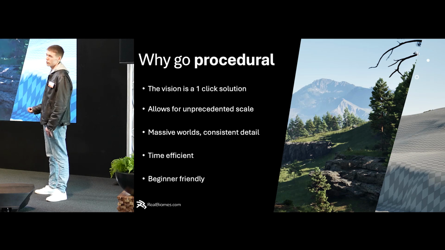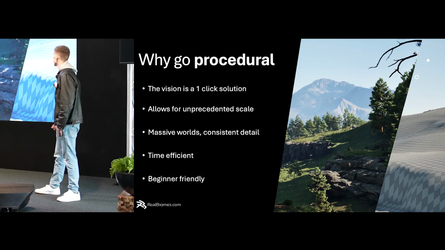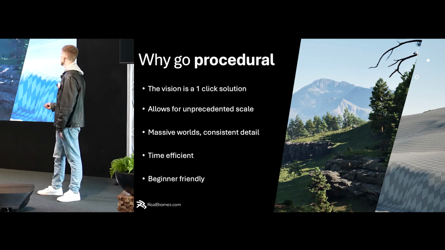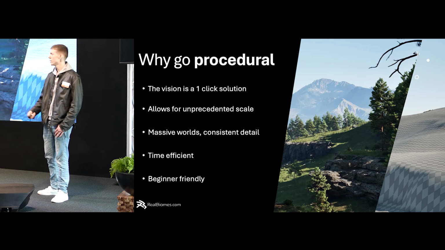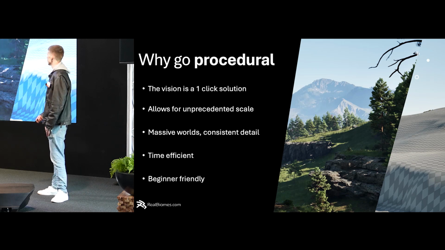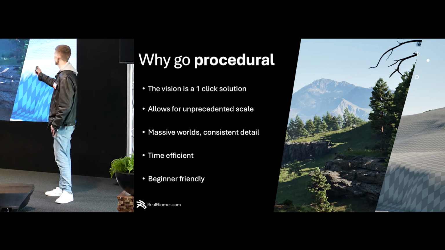So why do we go procedural? The vision for us is to have a one-click solution. Basically, we want to give users the ability to create everything with a single click of a button. Landscapes then get scattered with SubBiome masks, which then use procedural systems to scatter the assets. It allows for unprecedented scale. Obviously, this is one of the most core features of proceduralism.